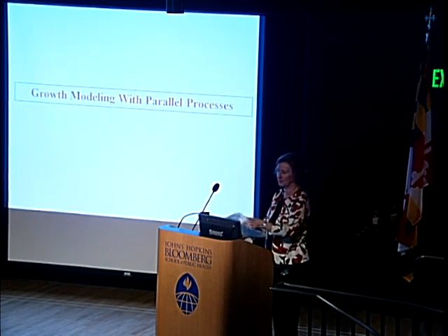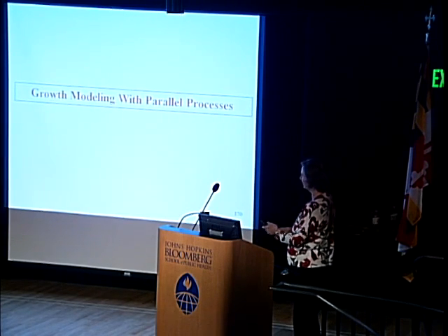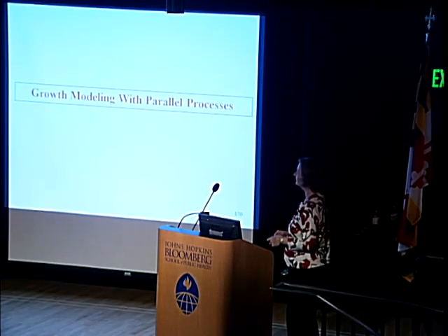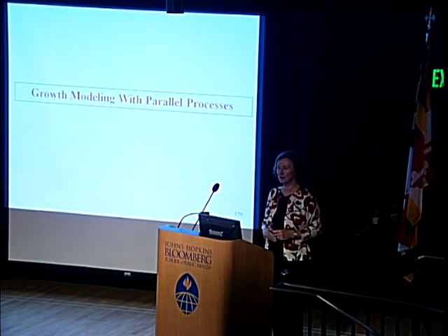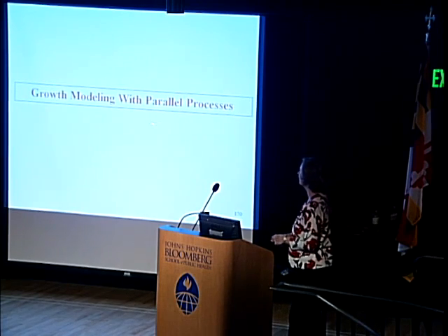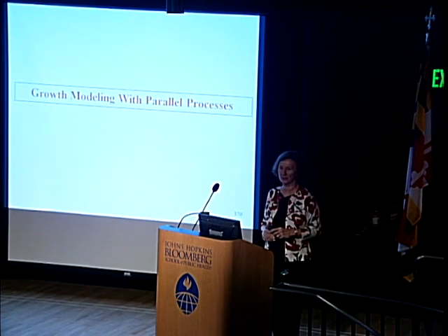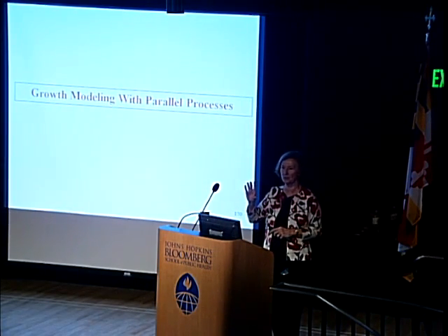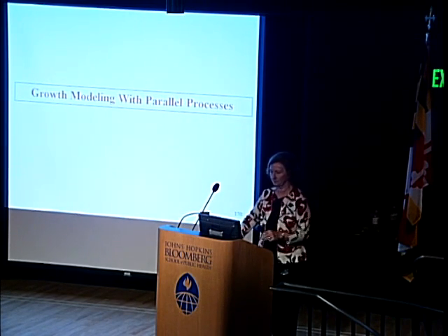Okay, so now we're down to growth modeling with multiple processes, which was on our list of various special things you can do in the latent variable modeling framework more easily than in other frameworks. And so what we're going to be looking at is parallel processes. Now, multiple processes can also be sequential processes, parallel processes being processes that are happening at the same time, and sequential processes that are happening one after the other.